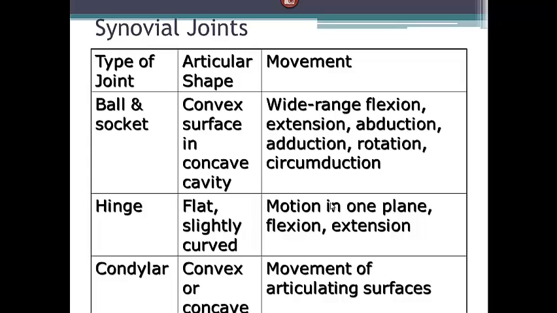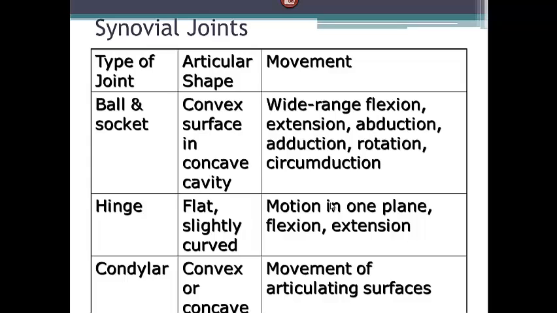Other types of joints, you have ball and socket, which is nothing more than the articular shape is convex and has the cavity concave. The movements that you could do with a ball and socket are a wide range: flexion, extension, abduction, adduction, rotation internally and externally, and also circumduction. In other words, going in circles. And an example of those, remember, is your hip. That's the most common example.